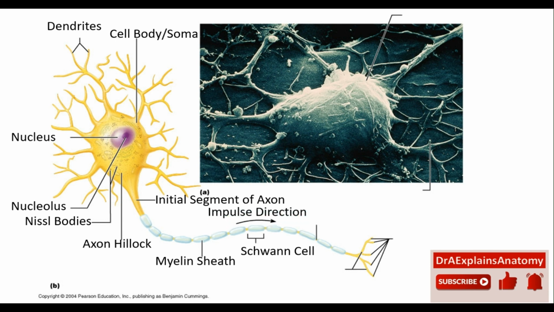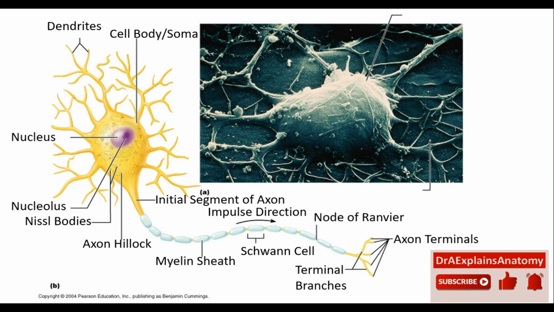This is the impulse direction. Right here we have the node of Ranvier. The unmyelinated gaps are called nodes of Ranvier. These are the terminal branches, and these are the axon terminals.